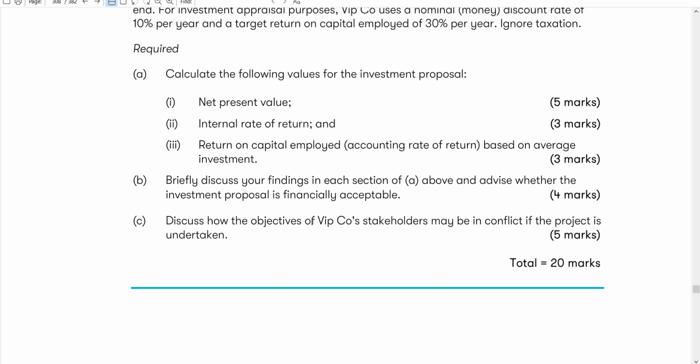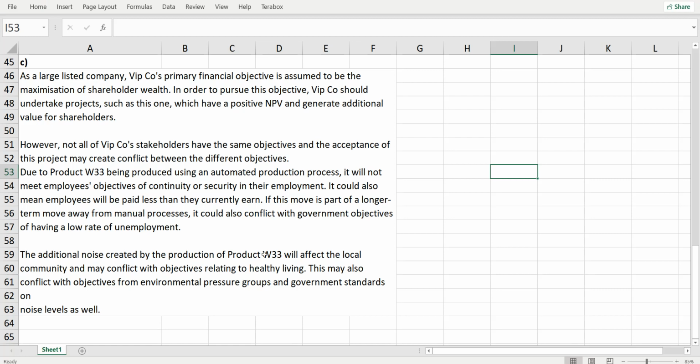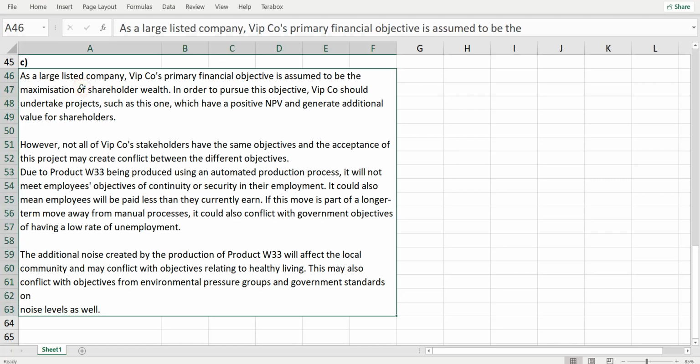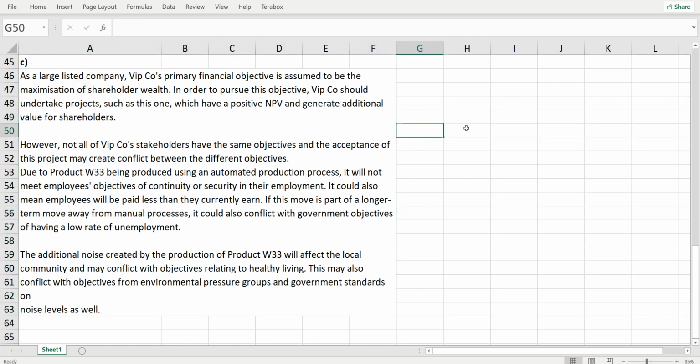Discuss how the objective of VIP company stakeholders may be in conflict if the project is undertaken. So this is the answer given in the solution. Just pause the video and read it, so you will be well prepared for the exam.